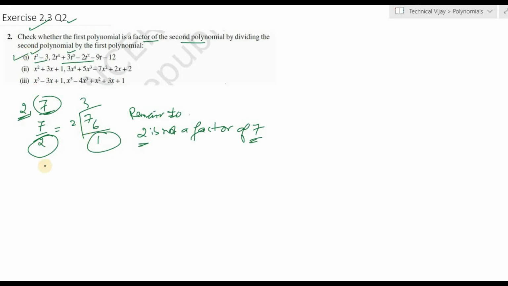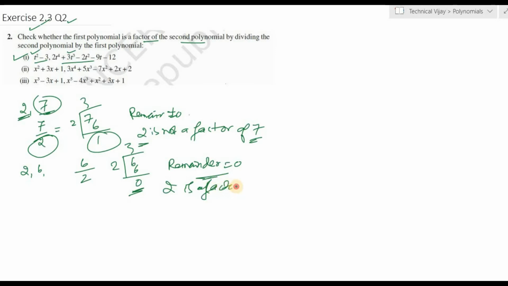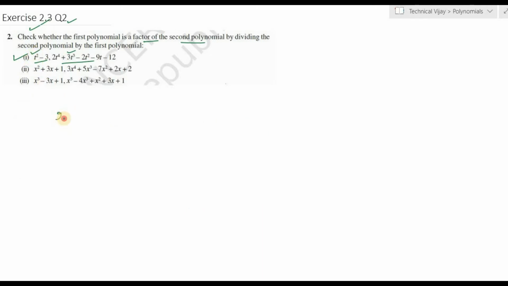In the same way, these polynomials can also be done. Suppose 2 and 6 are there, then 6 divided by 2, 2 times 3 is 6, the remainder will become 0. So remainder equal to 0 means 2 is a factor of 6. In this way we can decide. So in the same way, we will go for solving this first question.